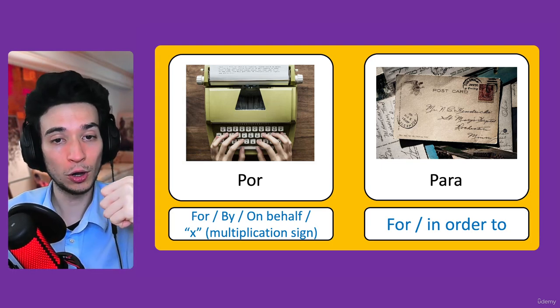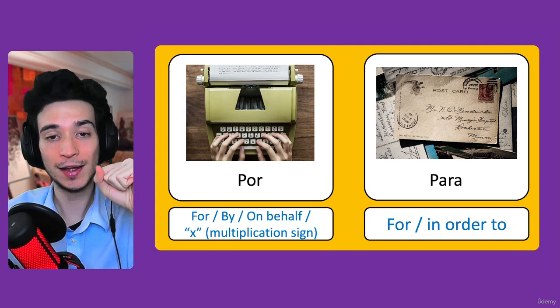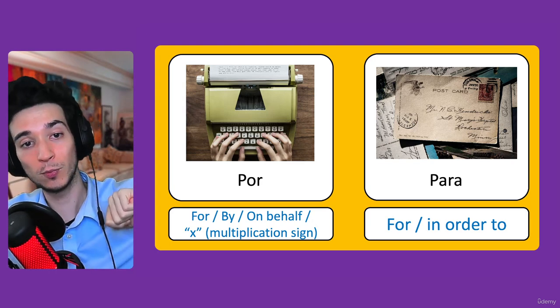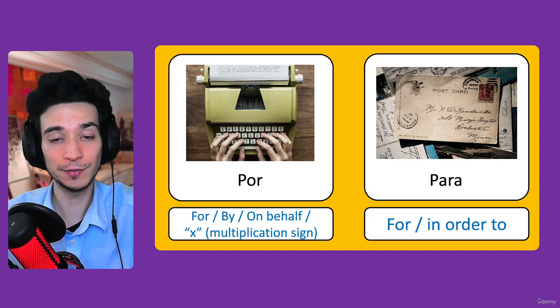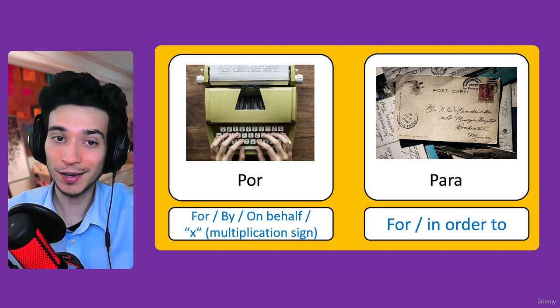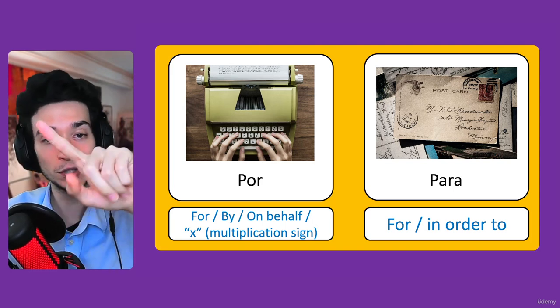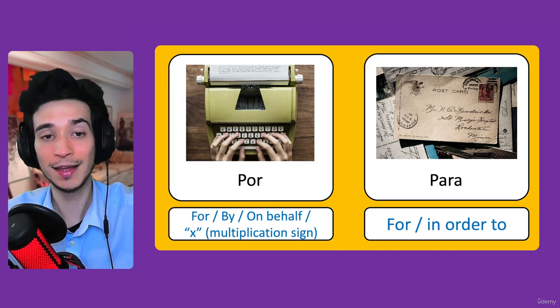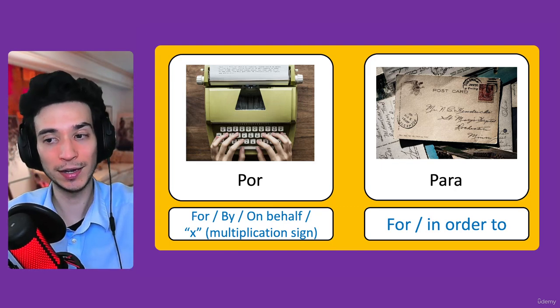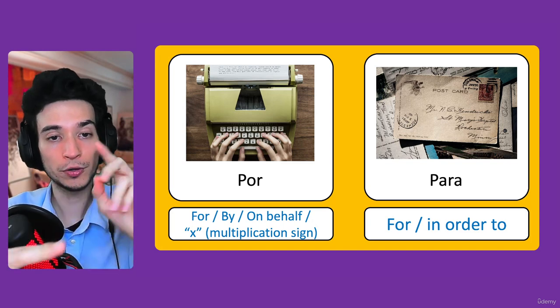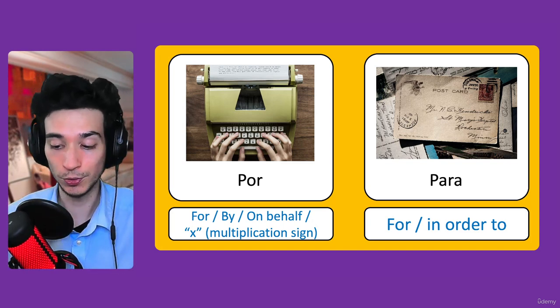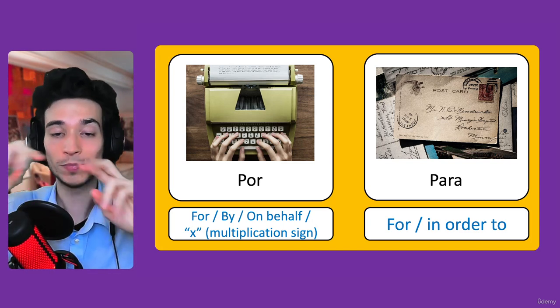And por also means on behalf. So on behalf of someone, on behalf of. Por also means the x in the multiplication sign in math. So if you're doing multiplication like 2 times 2, you would say dos por dos. 2 times 2. Dos por dos.